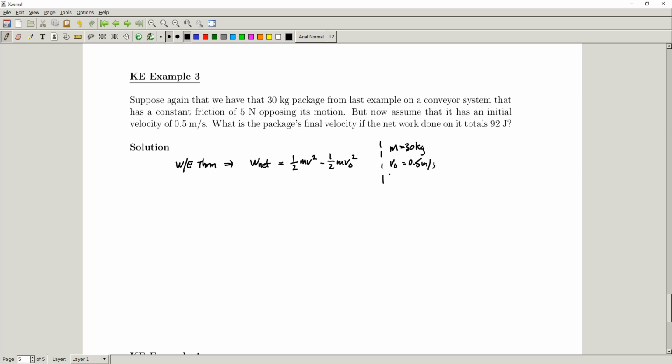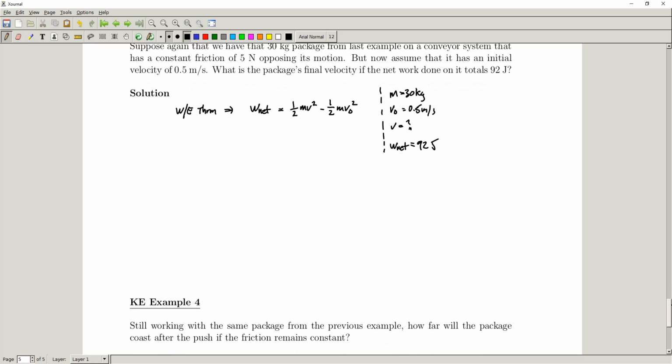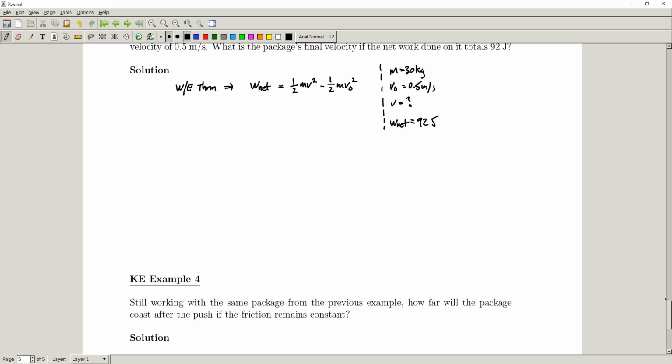And we want to know what the final velocity is, right? And that's the final velocity. That's supposed to be a question mark. So we're already in a very good position here to figure out what this is, right? I should probably also mention that we know that the net work done on this thing is 92 joules. And so right away we can just substitute in numbers and basically get to this. But first, maybe I'll clean this up a little bit.